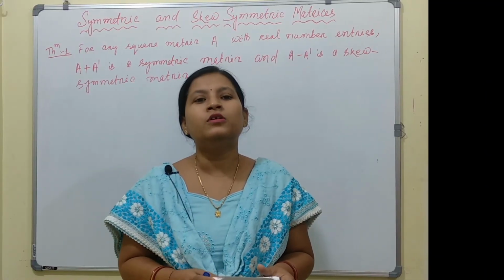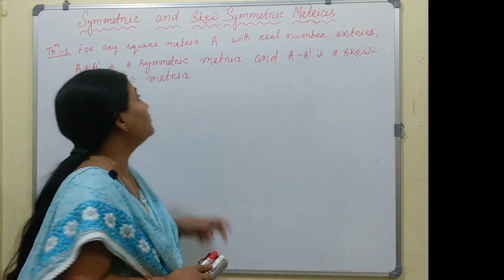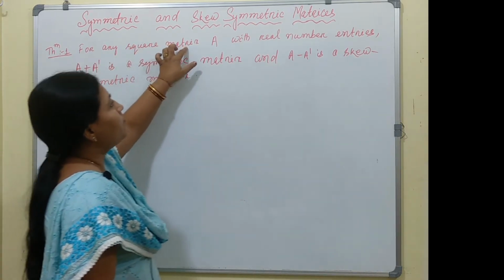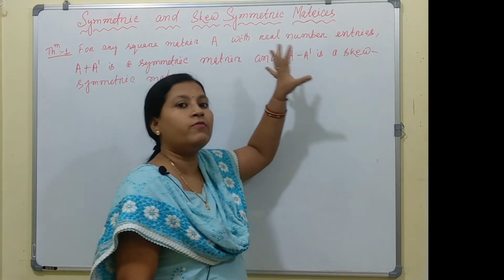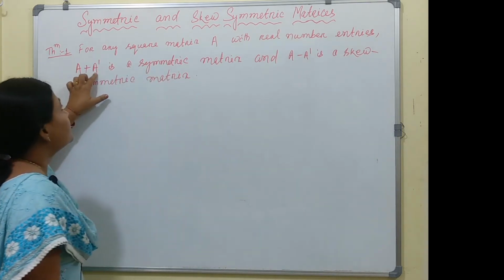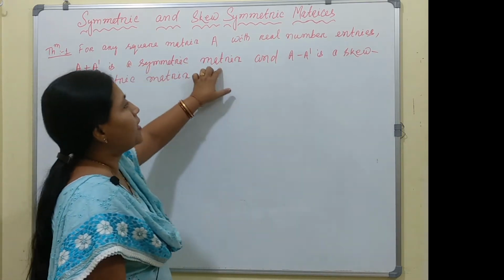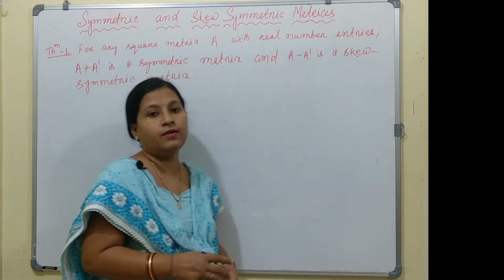Let us prove two theorems. So come to the first theorem. The first theorem is: for any square matrix A with real number entries, this is applicable only for real number entries, A plus A dash is a symmetric matrix and A minus A dash is a skew-symmetric matrix.